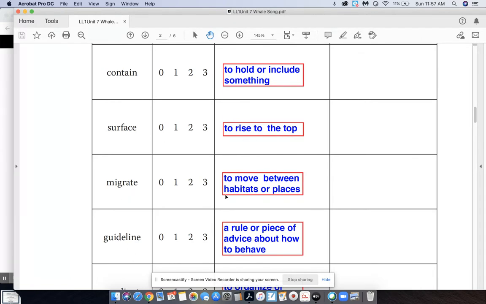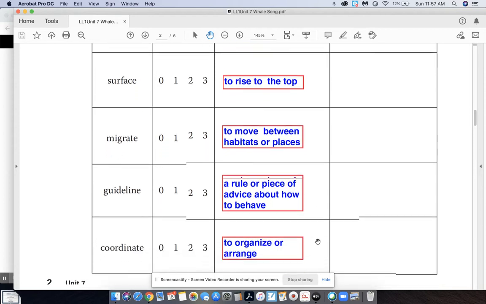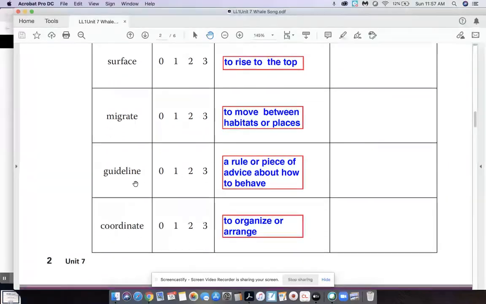Migrate means to move between habitats or places. So whales migrate. They move in the ocean to find food, to go to where the waters are warmer. Guideline is a rule or piece of advice about how to behave. So the whales do have guidelines that they communicate to each other through their songs. Coordinate means to organize or arrange.